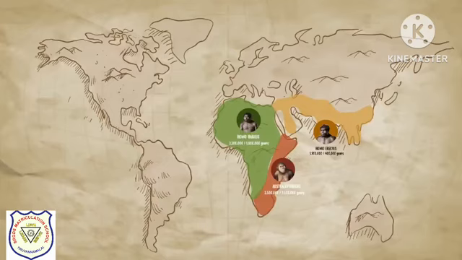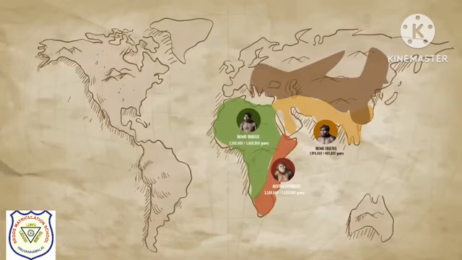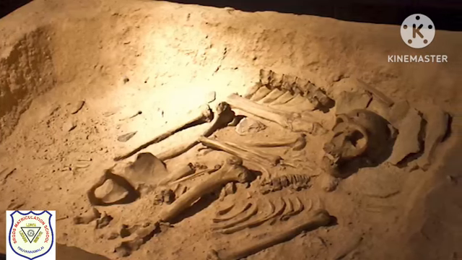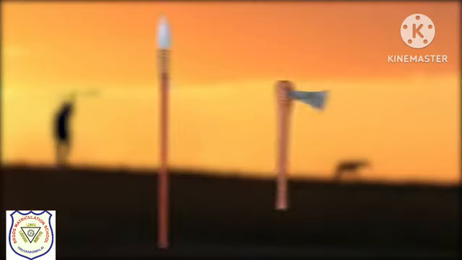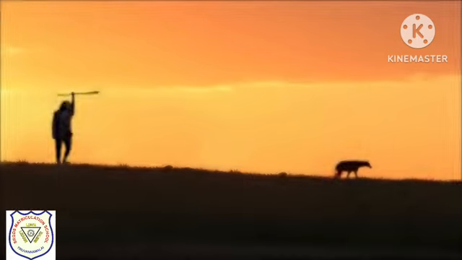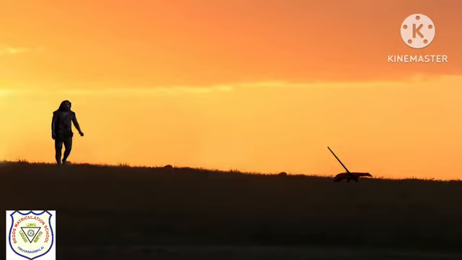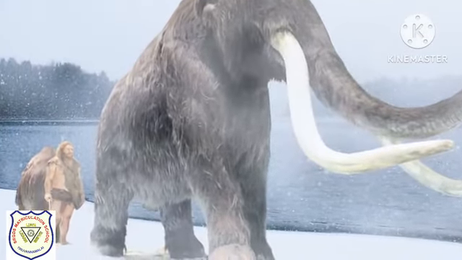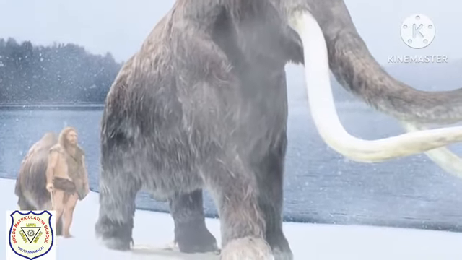Homo sapiens neanderthalensis first appeared in the Middle East, but also reached Europe. It measured 1 meter 65 centimeters and weighed 80 kilograms. They were the first ones to bury the dead, and would make specialized tools like spears and axes to hunt. It lived 150,000 years ago and disappeared 35,000 years ago.